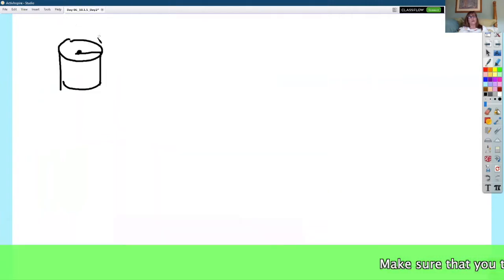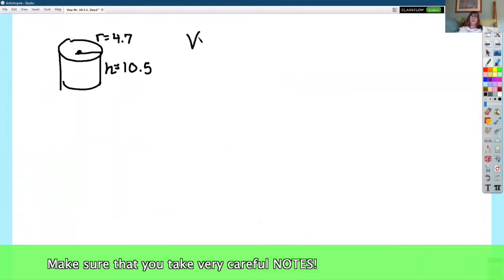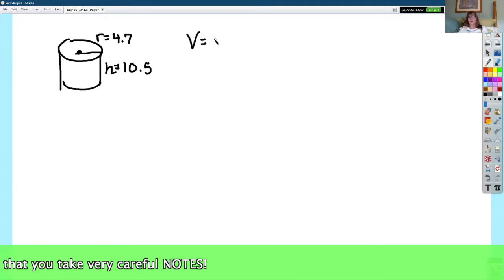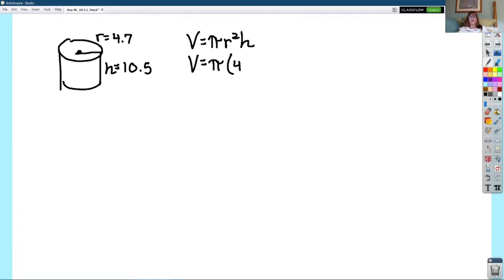I want my radius, which is 4.75, and I want my height, which is 10.5. So I'm going to use volume equals the area of the base times the height, or pi r squared h. In this case, it's going to be volume equals pi times 4.75 squared times 10.5. As I put this in my calculator, I get a volume of approximately 744.26, and this is inches cubed, or cubic inches. So this is the tub of ice cream.